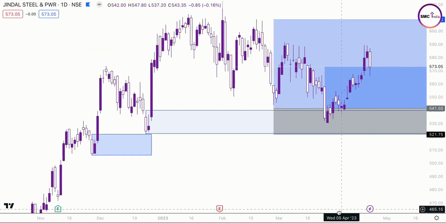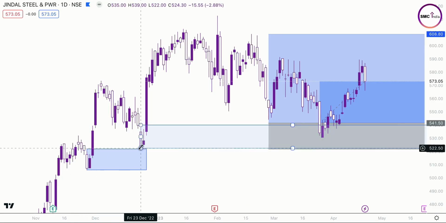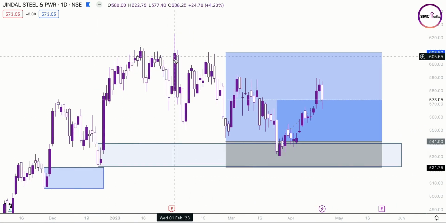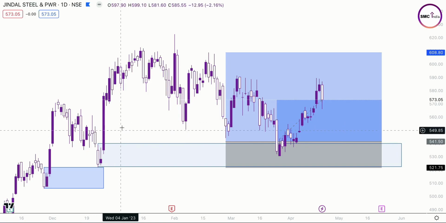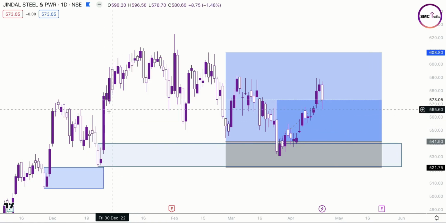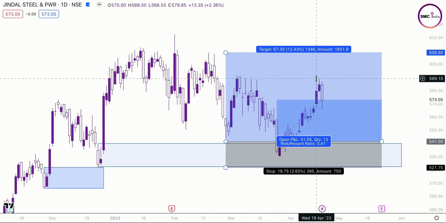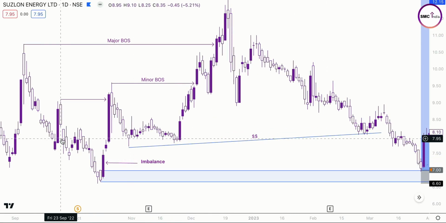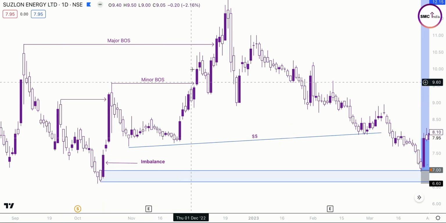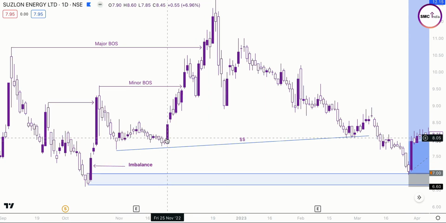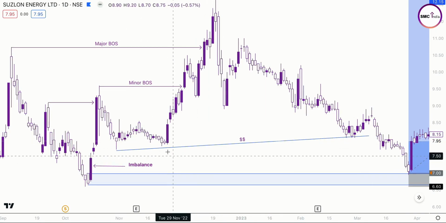Similarly, for this case, you could also see that there is imbalance here. Price came back, mitigating this order block, filling this imbalance, and then again shot up, and there is a huge amount of imbalance here. The price filled this imbalance and then again shot up. Same is for Suzlon here. The price after this order block broke this structure, then again broke this structure, but there is imbalance here. So you could identify this as an order block.